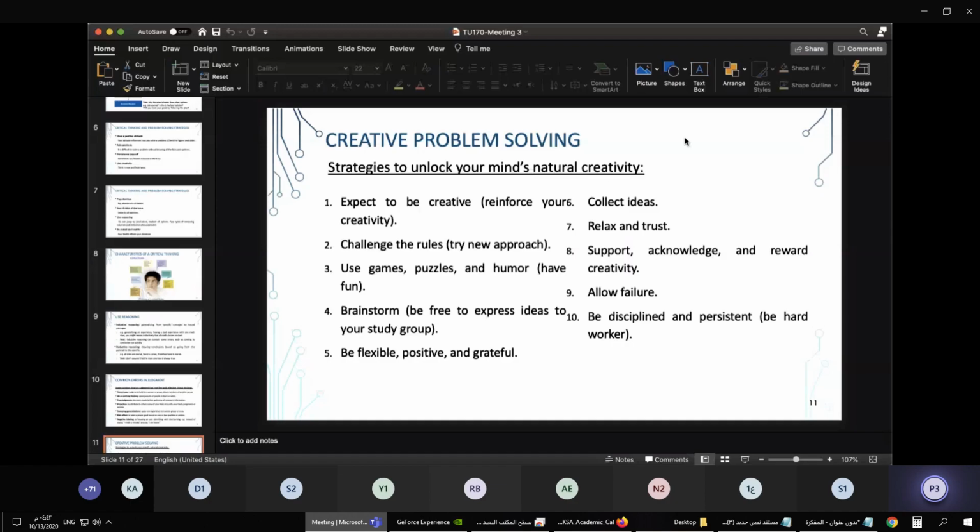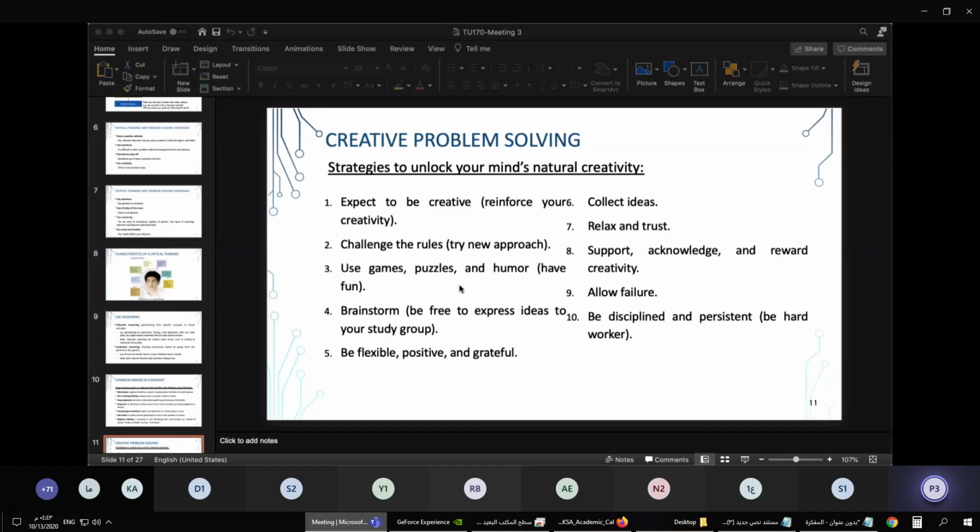Creative problem solving. There are some strategies you can use to unlock your mind naturally to be creative in solving problems. The first strategy: expect to be creative, always enforce your creativity. Challenge the rules, try a new approach, use games, puzzles, and humor, have fun. That would help you refresh your mind and be creative. Brainstorm: be free to express ideas to your study group, always speak, always contribute, be flexible, positive, and grateful. Collect ideas from others, ask questions, relax and trust. Never be nervous while you are trying to unlock your mind to think creatively.